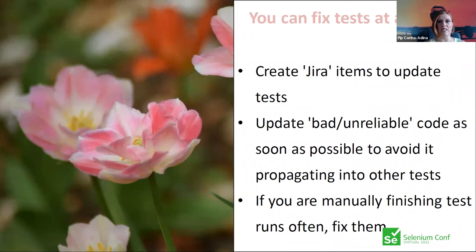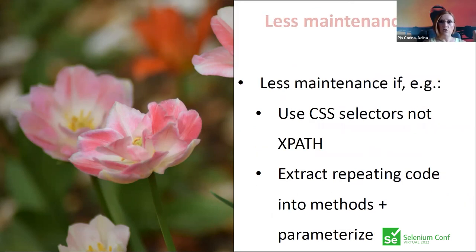So you're just going to propagate some bad behavior into the tests that somebody else is writing. And just two tips for less maintenance: try to use CSS selectors because they are less dependent on the HTML structure. So if the HTML changes, you don't need to make so many updates to the CSS. And try to extract repeating code into methods. Use parameters there, obviously, to cover more scenarios.